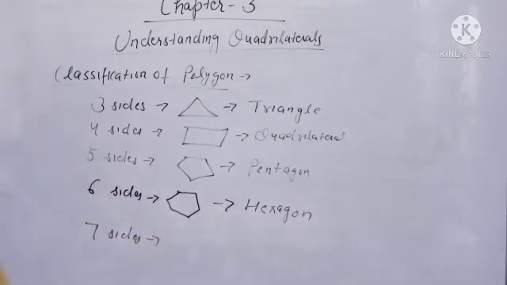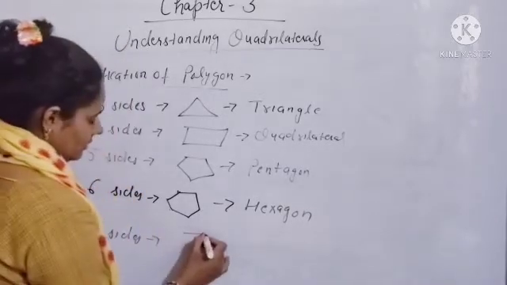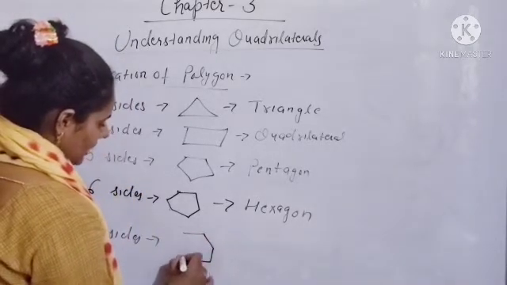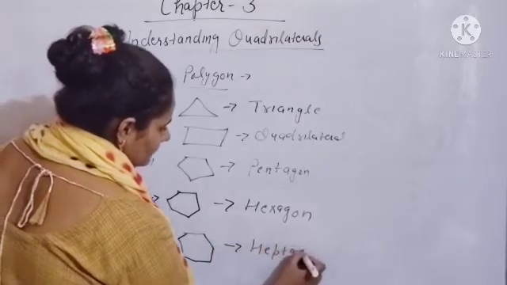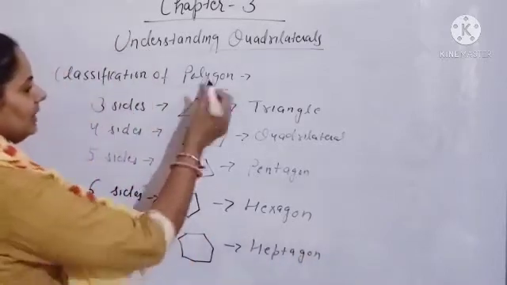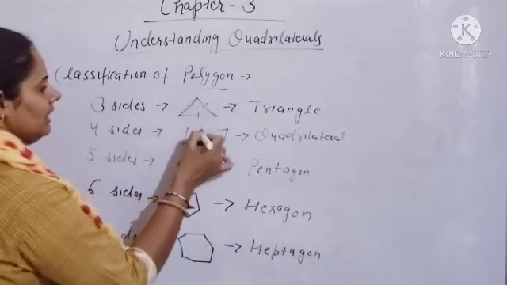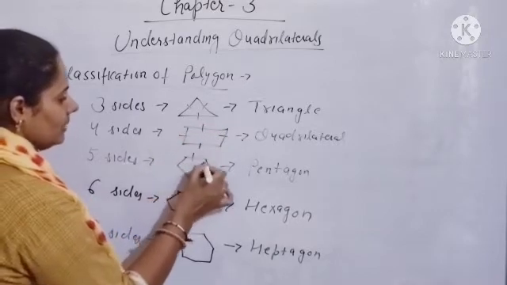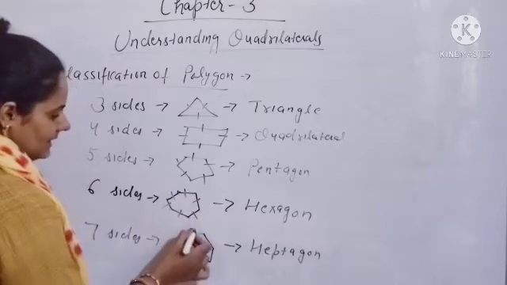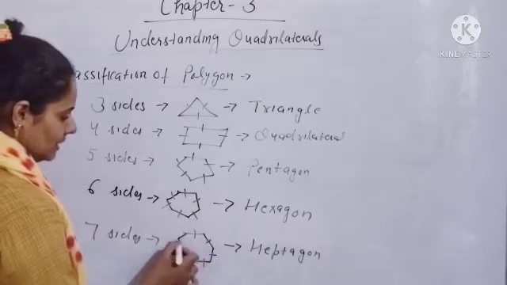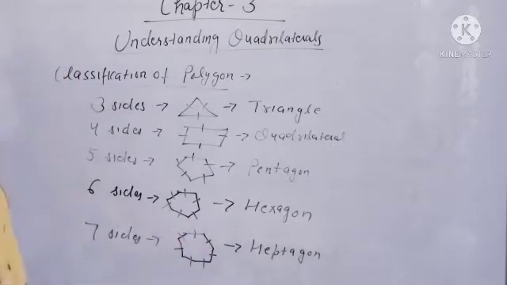6 sides is a hexagon, and 7 sides, I think, is a heptagon. Yes, heptagon. 7 sides will be a heptagon: 1, 2, 3, 4, 5, 6, 7. Clear? So like that you can draw. 3 sides, 4 sides, 5 sides, 6 sides, and 7 sides. So 7 sides will be a heptagon.